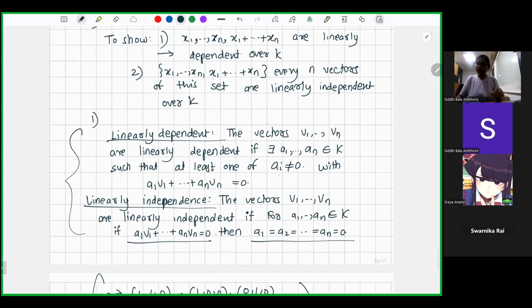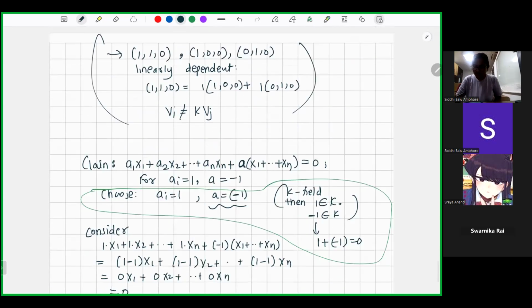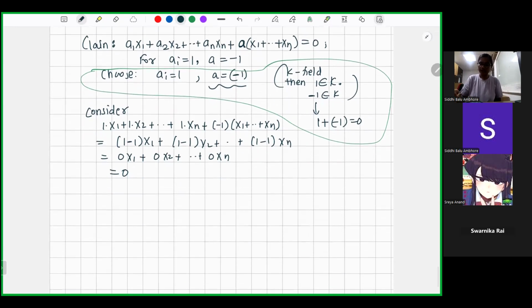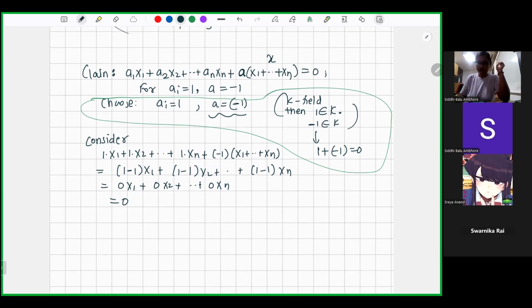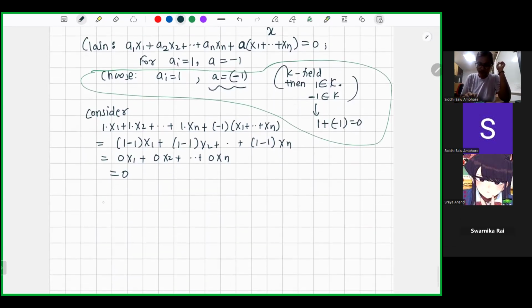So I have these ai's such that the linear combination of x1 to xn and x1 plus x2 plus xn, which is my x here if I call it, is 0. Therefore x1, xn and this are linearly dependent. Any doubts here?